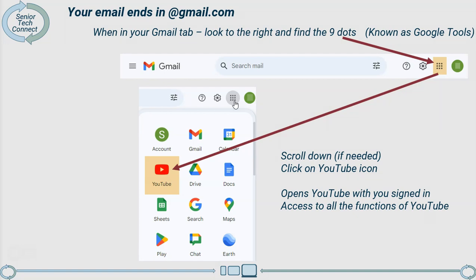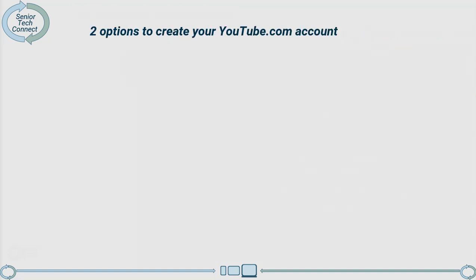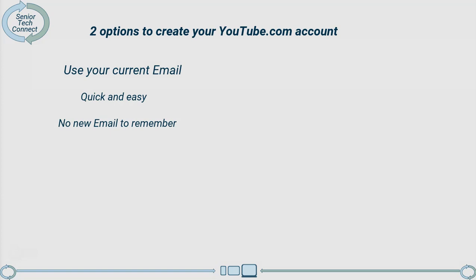All right, if you are still with me, then I'm going to assume that you need to do something to create a YouTube account. So there are 2 ways to do this. The first one is you're going to use your current email. Now, the benefits of that: it's quick and easy, and there's no new email for you to remember. And that's pretty much the benefit of why you'd want to use your current email.